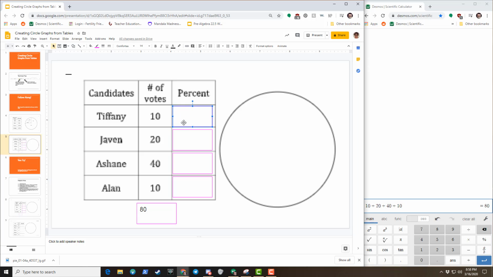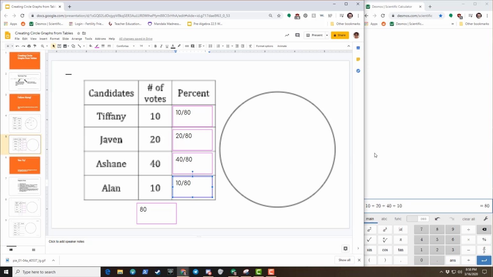Now we need to determine the fraction for each row. For example, 10 people voted for Tiffany out of 80 possible votes, so the fraction is 10 over 80. For Javin, 20 people voted for him out of 80 people total, so that's 20 out of 80. For Ashani, 40 people voted and there were 80 total, so that's 40 out of 80. And then for Alan, 10 people voted out of 80, so that's 10 over 80.